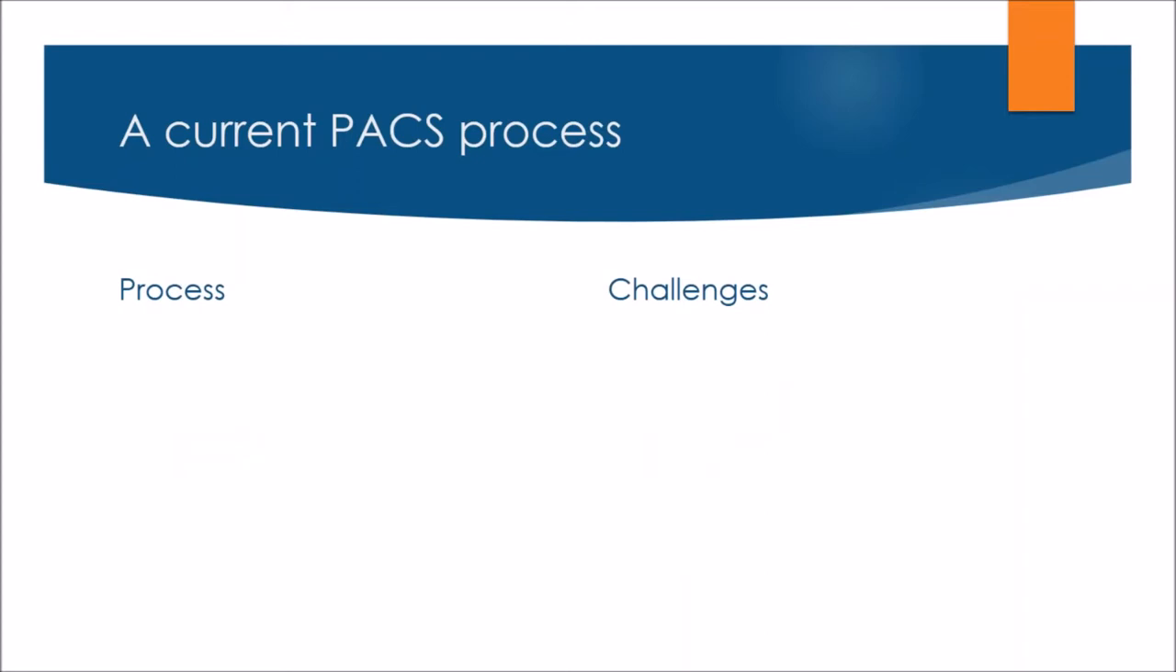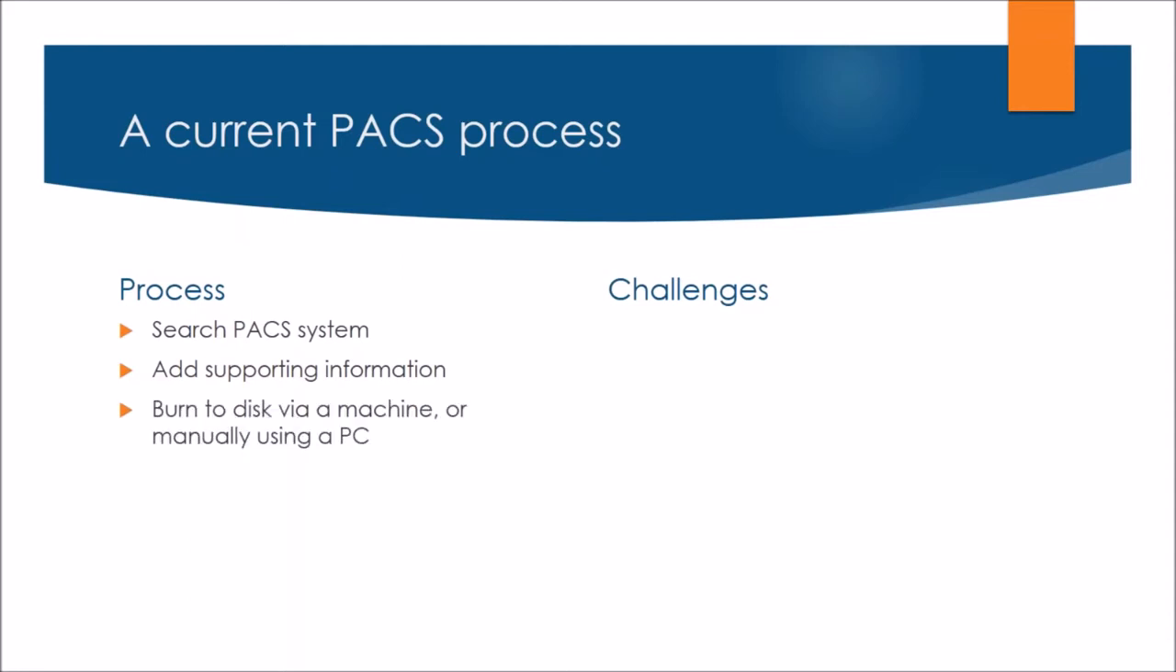So here's an example of a current PACS process. A user would search the PACS system for DICOM image files. There may be a need to add additional information such as patient notes. And then the user would either burn to disk via a machine such as Codonics or use a PC. Then the encrypted disk would be sent via post, courier or taxi.